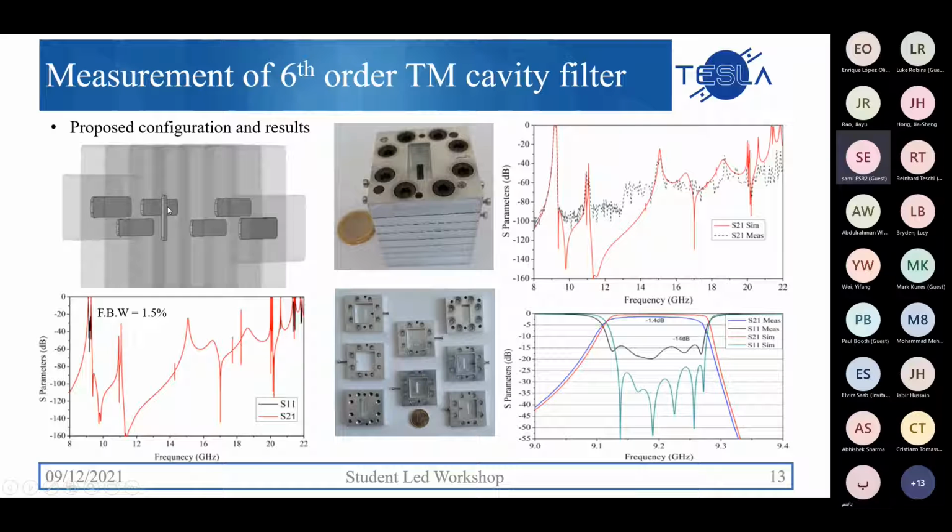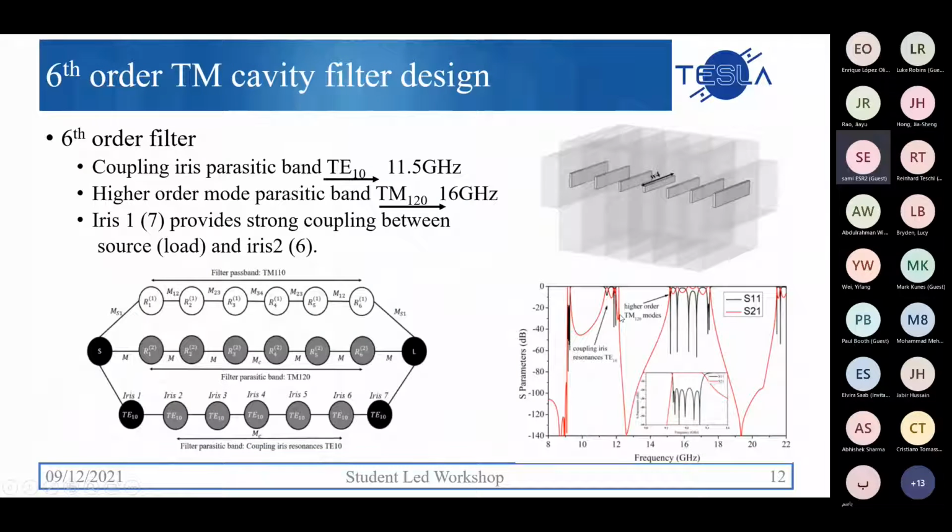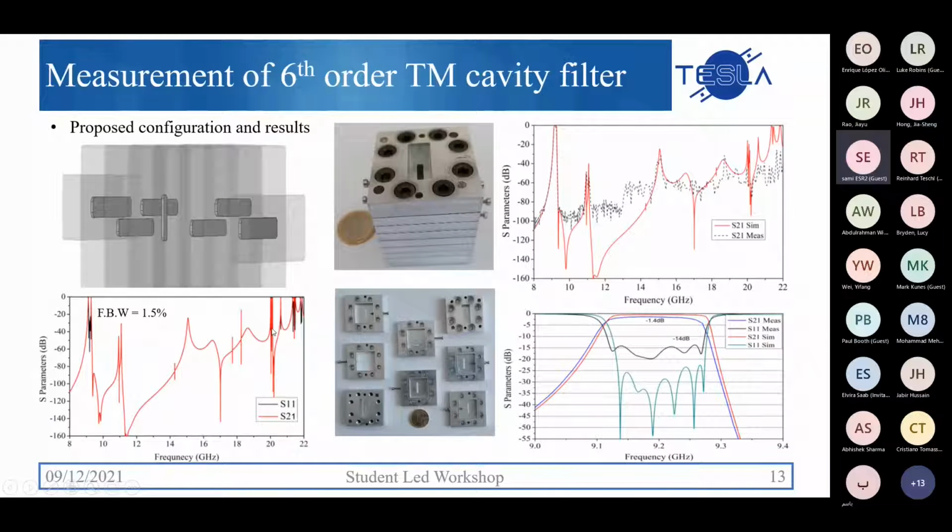According to the field distribution of the higher order spurious mode, placing the iris at this position gives minimum coupling to the spurious modes, and all other couplings are maximum in this case with the horizontal irises. And we can see that the stop band has been increased from the initial result of 12 gigahertz up to 20 gigahertz.